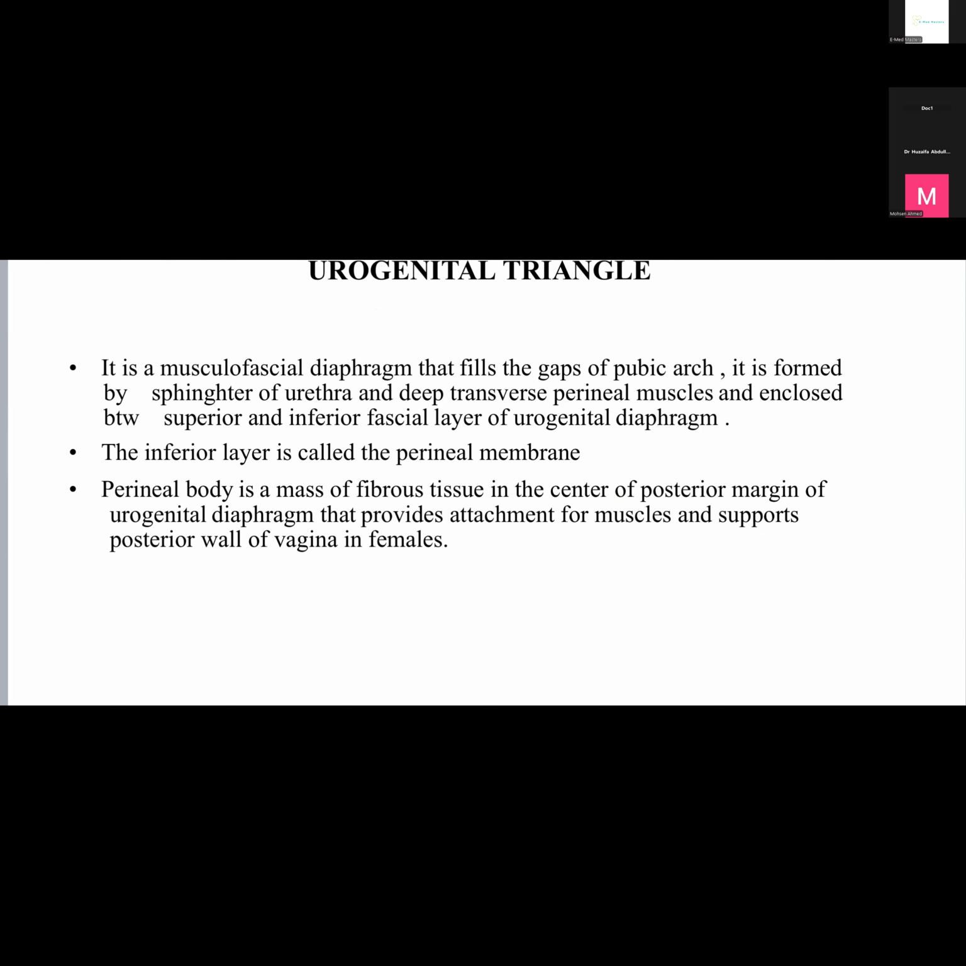The perineal body is a mass of fibrous tissue that is attached in the center of the posterior margin of the diaphragm, and it provides attachment and support to the muscles of the vagina in females and the uterus.